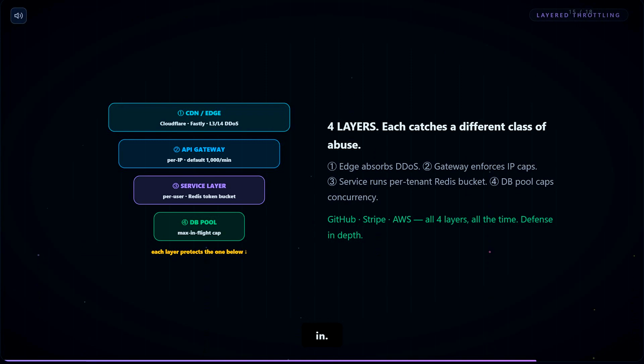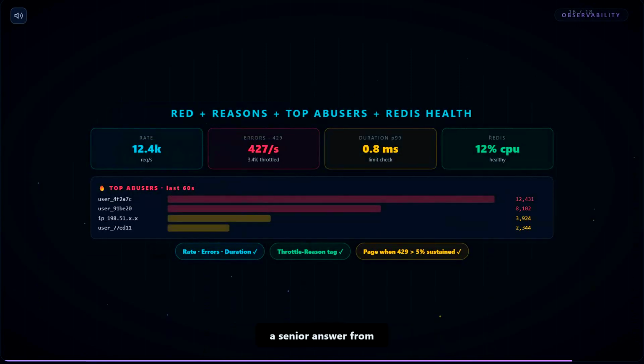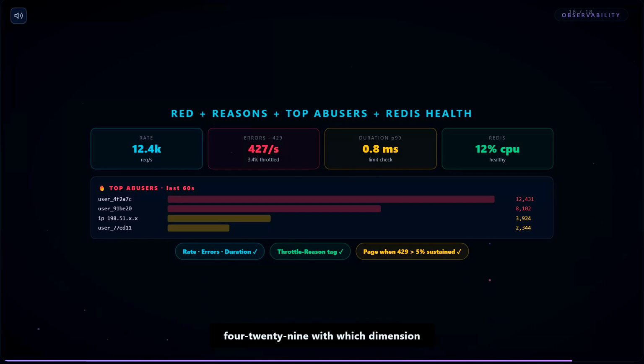Observability is what separates a senior answer from a junior one. 4 things to track. 1. Red metrics. Rate of requests allowed, error rate of requests throttled, and duration of the limit check itself. The check should be under 1 millisecond at P99, or it becomes the bottleneck. 2. Throttle reasons. Tag each 429 with which dimension fired: per user, per IP, per endpoint, or global. Without this, your on-call cannot tell a bad actor from a viral feature launch.